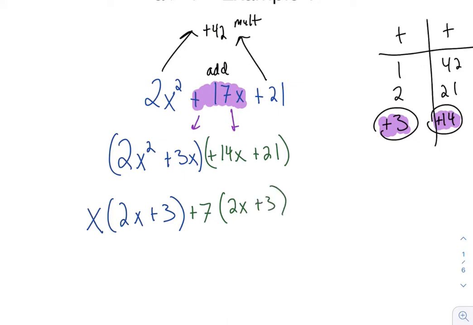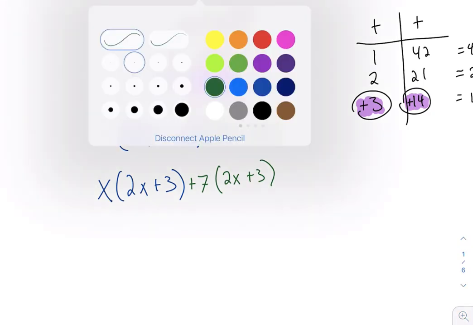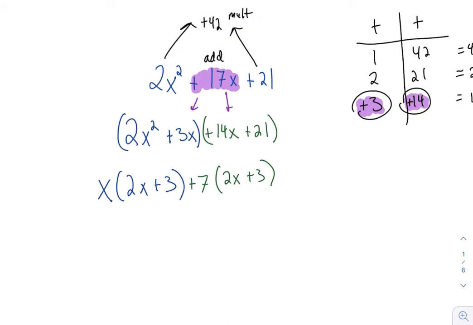Now, at this point, you may notice that these two sets of parentheses, these two binomials, are the same. If they're not the same, you did something wrong, and you're going to have to go back and redo your work. All right, so I'm going to take one of those sets of parentheses and make that one of my factors in this quadratic. So 2x plus 3. I'm not going to take it twice. I know it shows up twice, but we're going to take it just once.